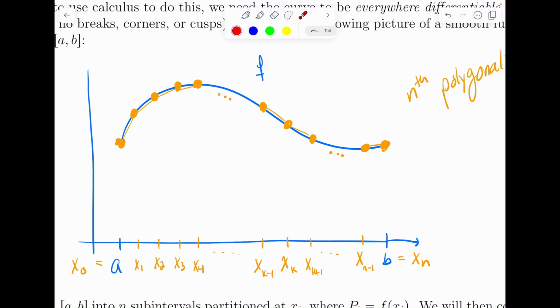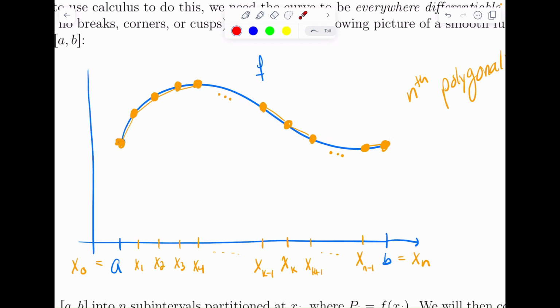But in the spirit of Riemann sums, if I do figure out the length of the orange polygonalization, maybe as I take a limit as n goes to infinity, this polygonalization will end up getting very, very close, and eventually in the limit becoming the blue curve.